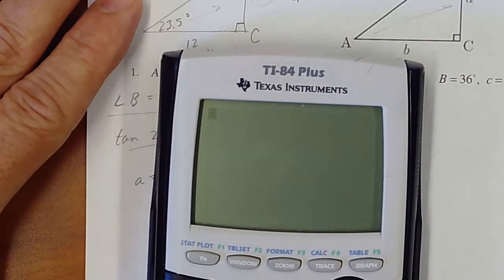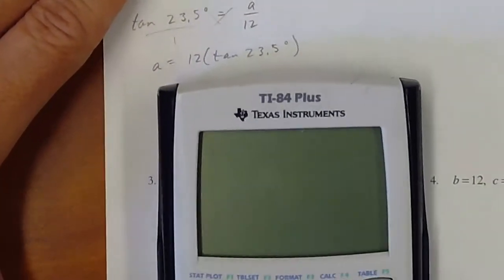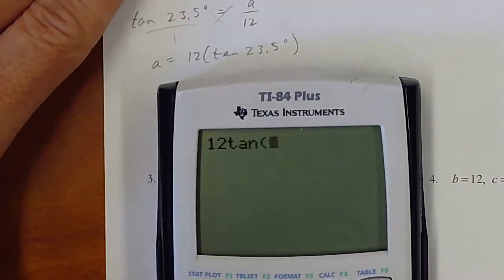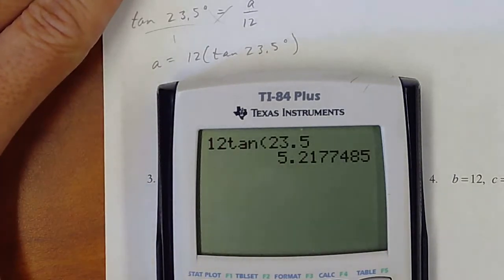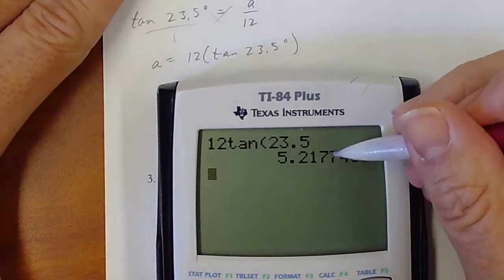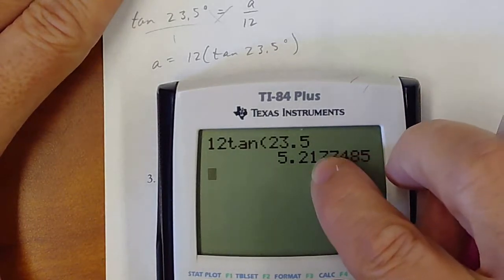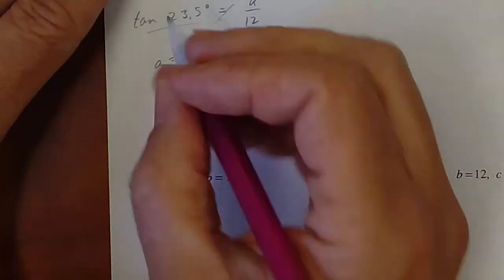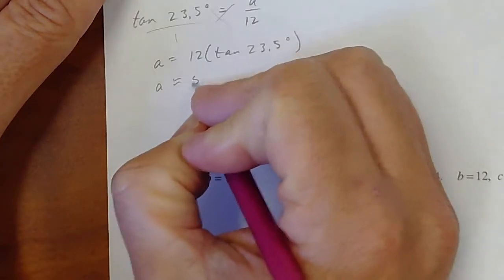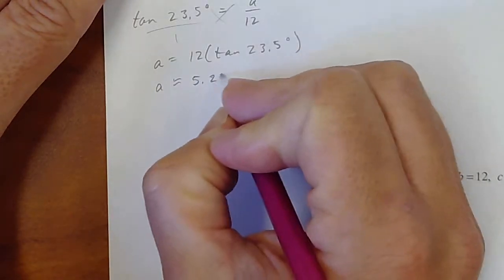Okay. All right, and then I just punch in what I see. 12, 10, 23.5, and I get about 5.2 to the nearest. They said 2 decimal places, so that 7 forces that up to a 2. So A is approximately 5.22.